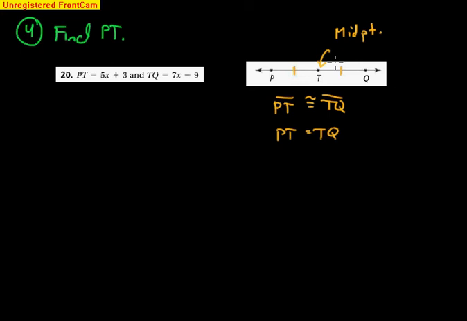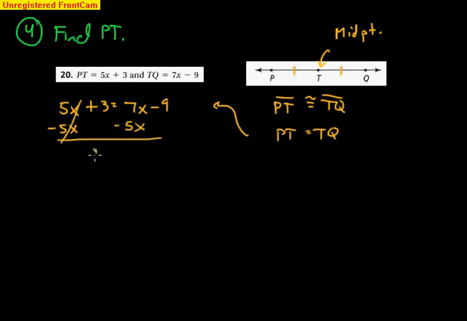So it gives us another piece of information. But we look at what we're given. We're given PT is 5x plus 3 and TQ is 7x minus 9. Make a substitution. PT is 5x plus 3. TQ is 7x minus 9. And now just move some things over. So move the 5x over. 3 equals 2x minus 9.